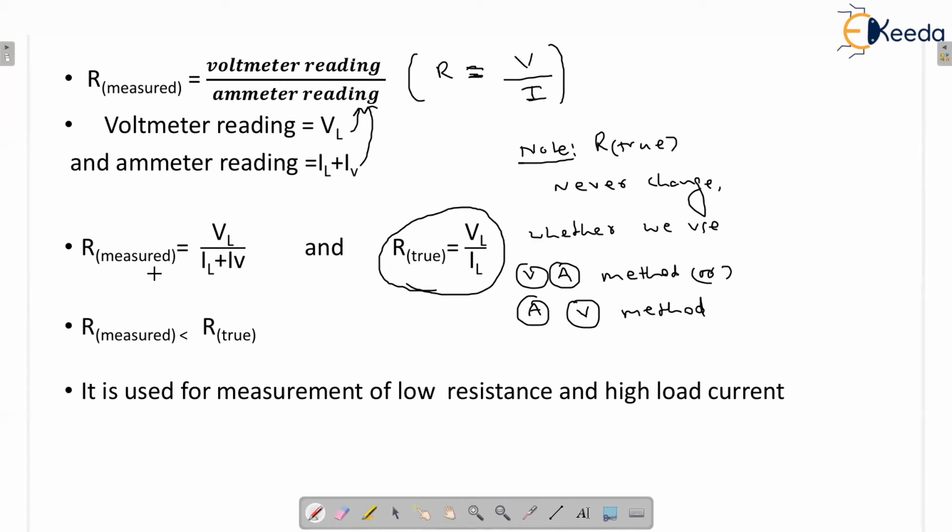So please compare these two equations, R measured and R true. Which is higher? R true is higher. So whenever my measured resistance is low, this is the measurement of low resistance. Whenever resistance is low, current is high. That is the reason it is used for the measurement of low resistance and high load current.